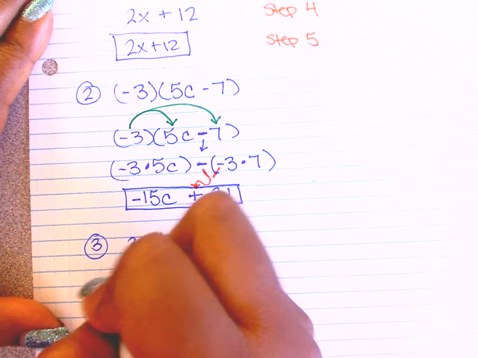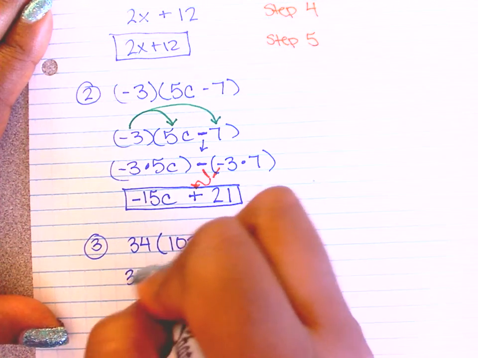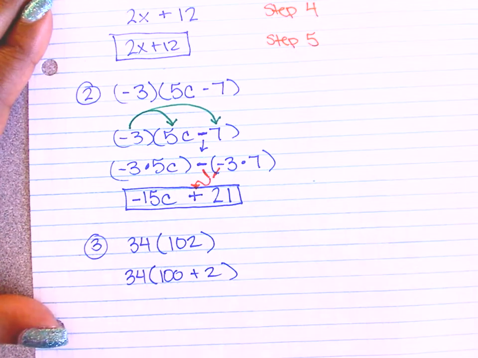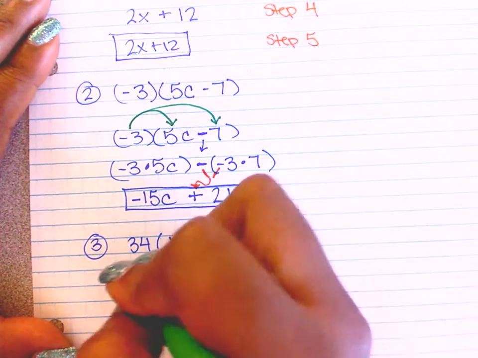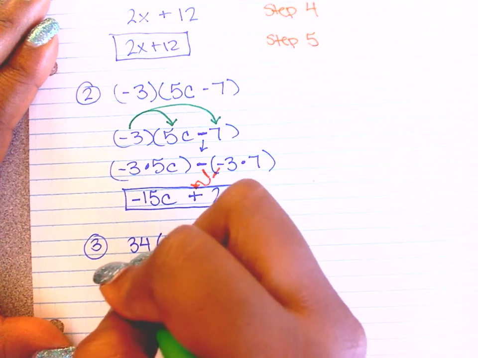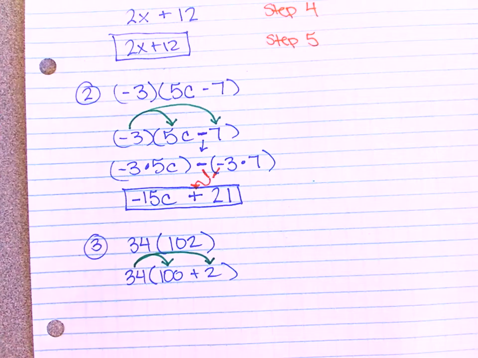So now it's going to be 34 times, how can I break up 102? I know, 100 plus 2. Because 100 plus 2 is 102, right? So again, you have to create the monomial. So my easiest way of breaking up 102 is 100 plus 2. Now I can repeat what I did before. I'm going to draw my arrows. So I know it's going to be 34 times 100 plus 34 times 2.